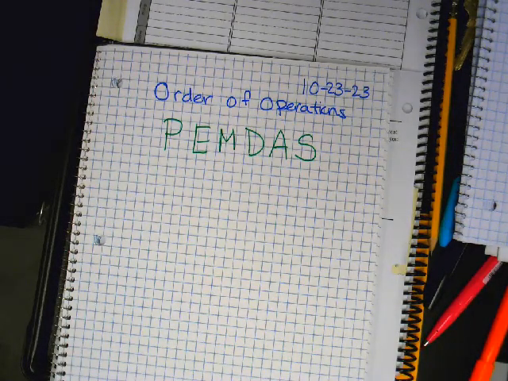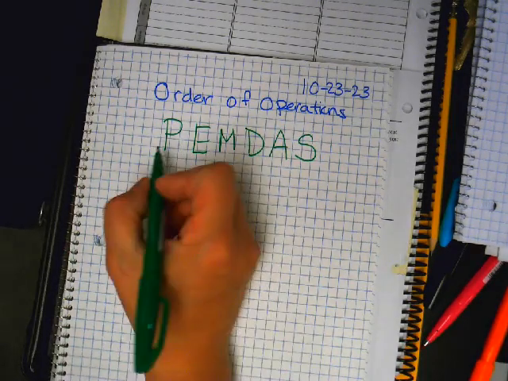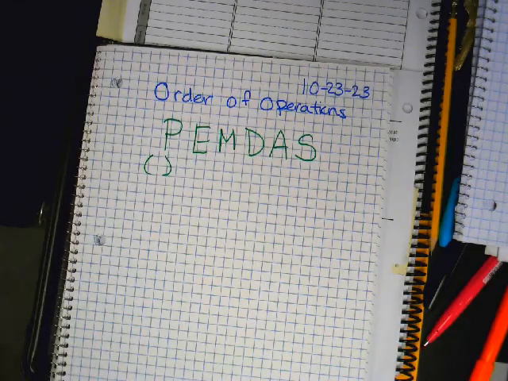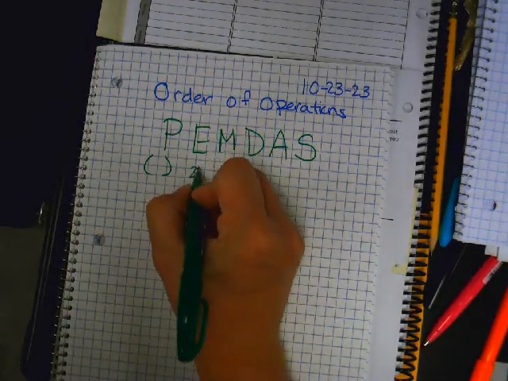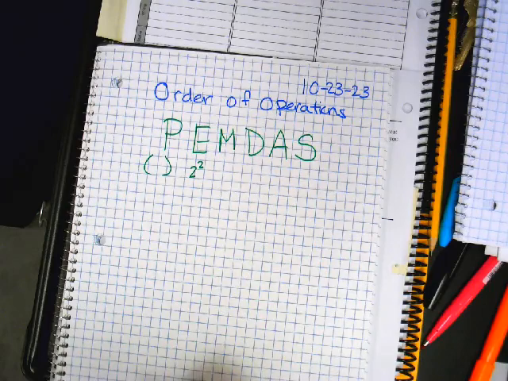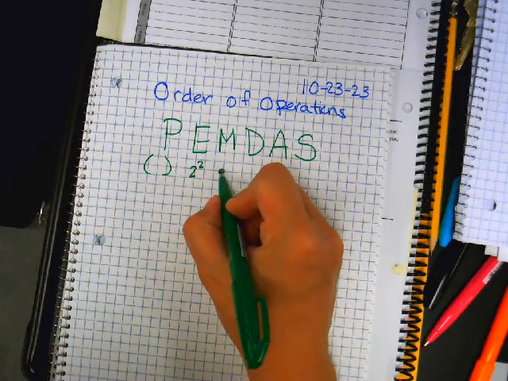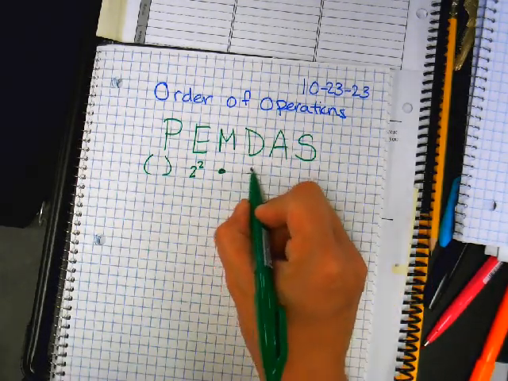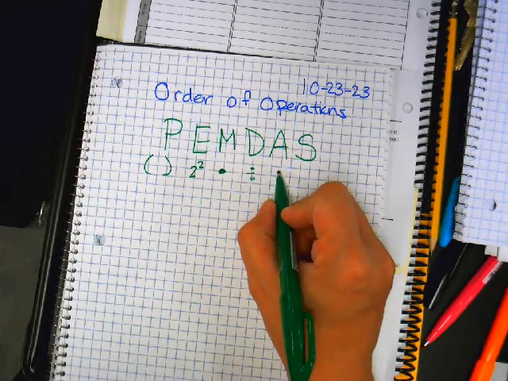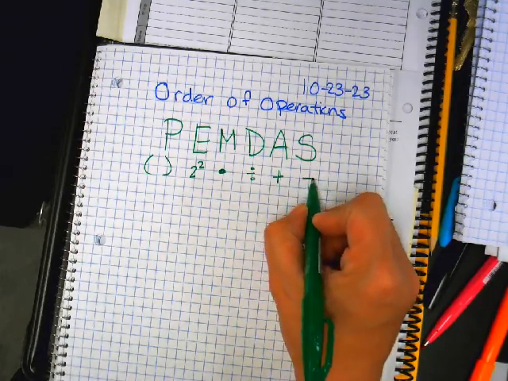Some of you learned it this way. What does the P stand for? Parentheses. What does the E stand for? Exponents. What does the M stand for? Multiplication. What does the D stand for? Division. The A stands for addition, and the S stands for subtraction.